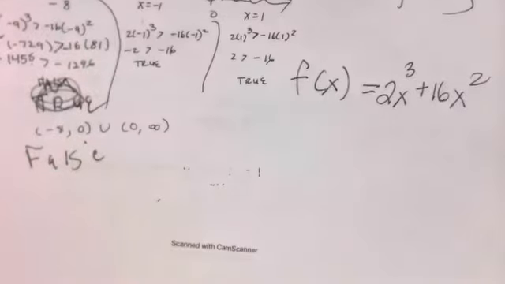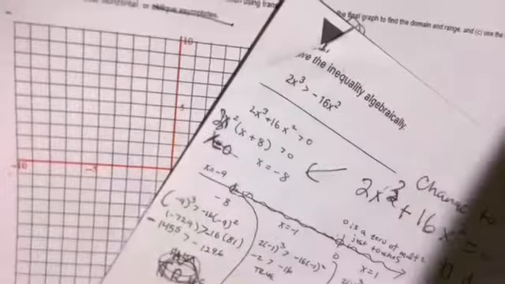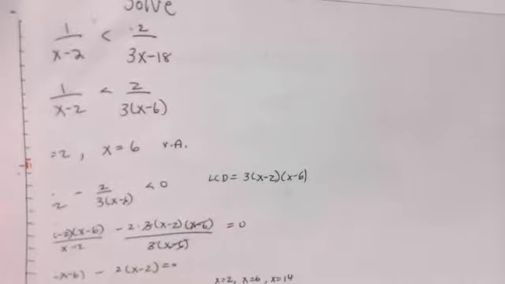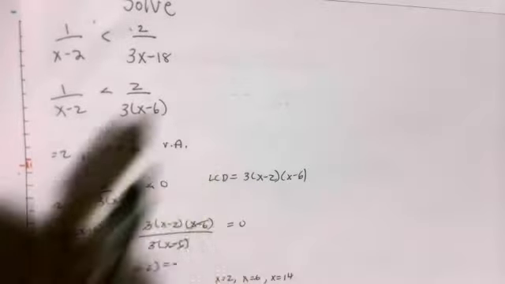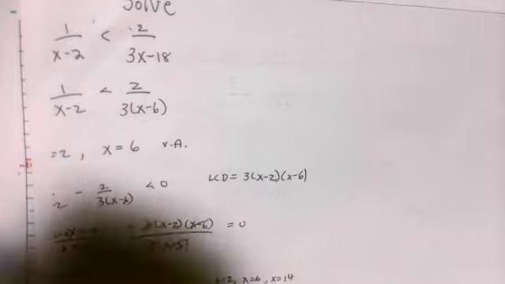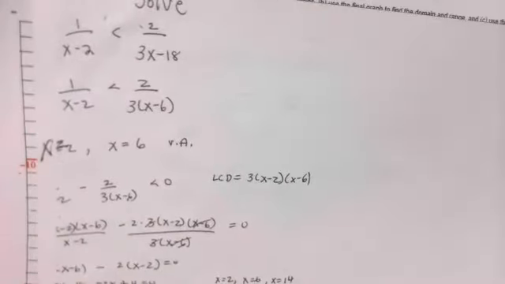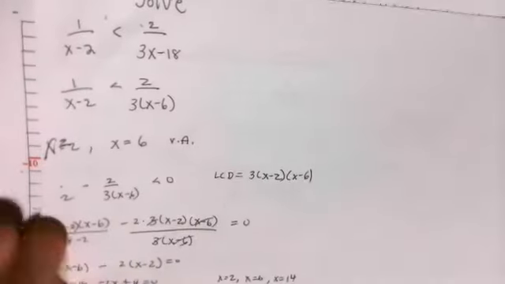Okay, then we should have a rational inequality somewhere. Yep, here's one. A rational inequality is similar, but we're going to have two types of boundary numbers. Okay, this is sort of a mess. So let me do it again over here.